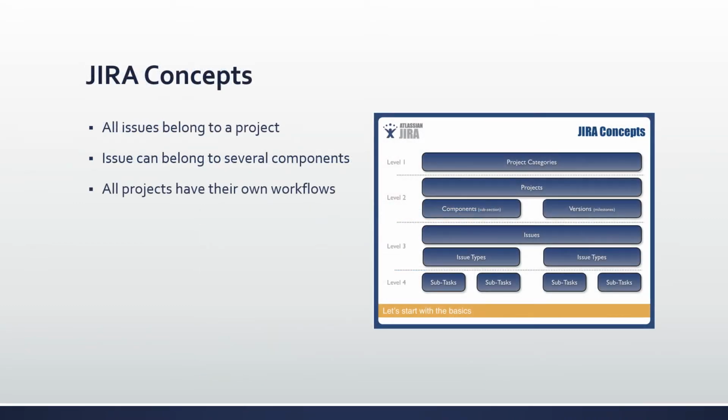So let's talk about JIRA's concepts. In JIRA, all issues must belong to a project, and each project can have its own dashboards and configurations. The issue can belong to several components, a part of a project. All projects have their own way of working. Workflows allow you to figure out how to transition issues between the different statuses. For example, you can customize JIRA to assign issues to certain team members when it goes into a certain state, like assigning to a QA team when the issue is marked as fixed.